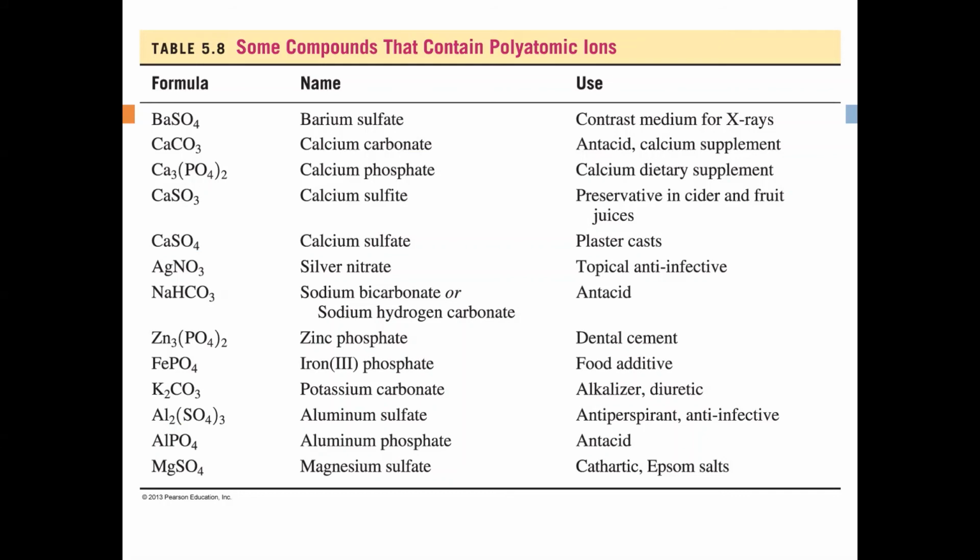Aluminum sulfate is an anti-infective or an antiperspirant, commonly seen in deodorant antiperspirants. Aluminum phosphate is an antacid again. And then magnesium sulfate is used as Epsom salt. So just some general interesting things for you and where they're coming in.